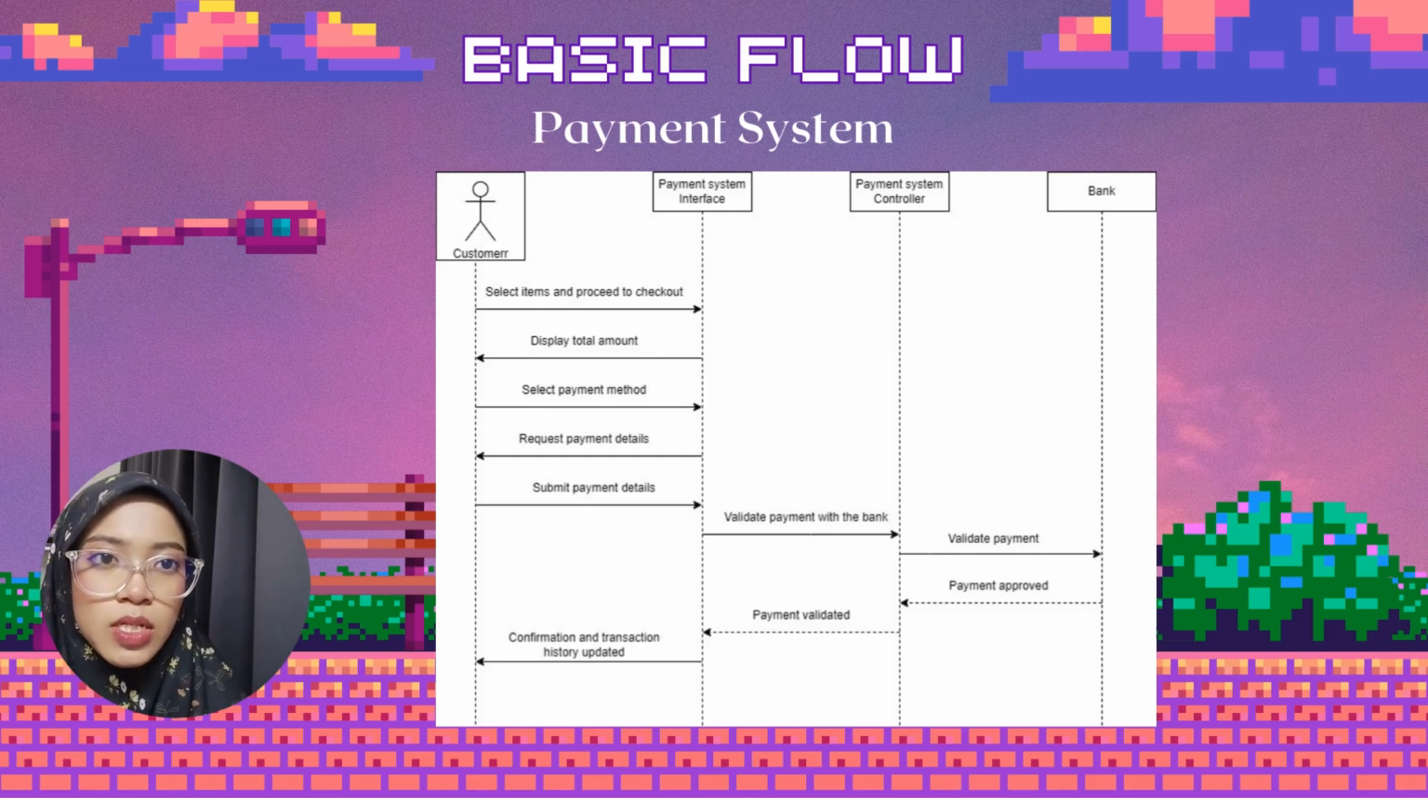So here is the basic flow. The basic flow represents the standard payment process, where the customer will select items and proceed to checkout. The payment system interface will display the total amount to the customer. Then the customer will select a payment method.